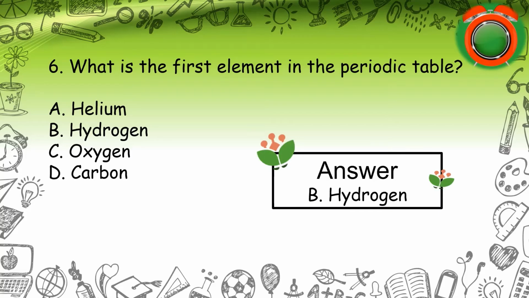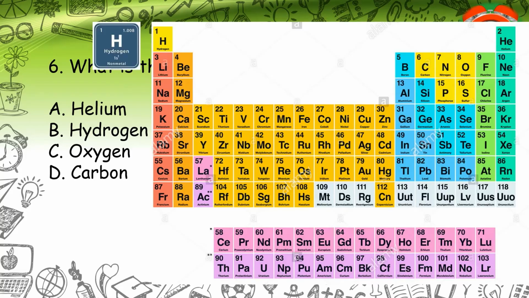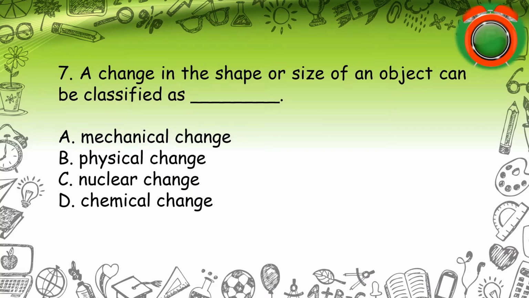The correct answer is B. Hydrogen. So you will see that in the periodic table, hydrogen here is the first element, and that is followed by helium.